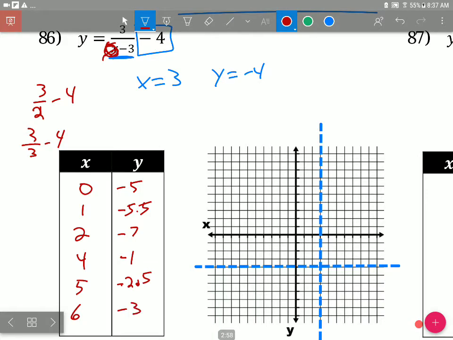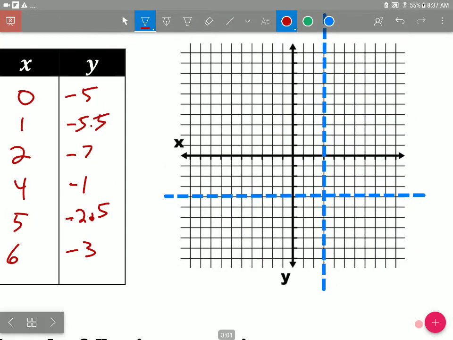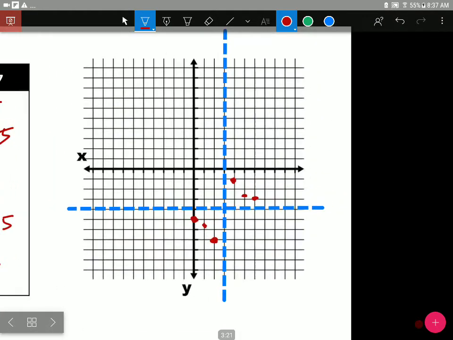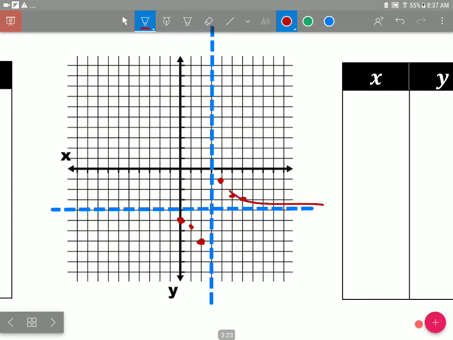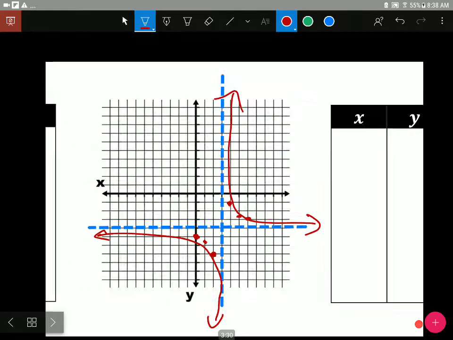So there are your points. I got 0, 1, 2, 3, 4, 5, 6 and 7. I got -5, -5.5, -7, -1, -1.5, -2.5, and -3. So my graph will go like this. Cool?